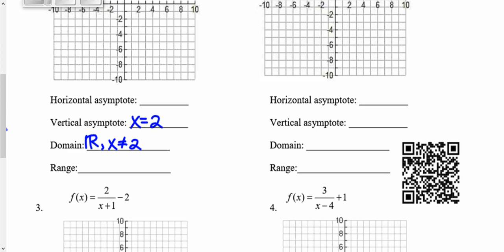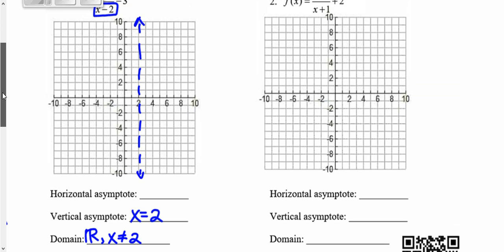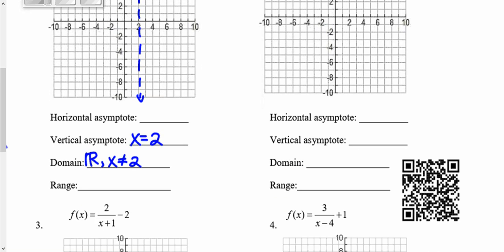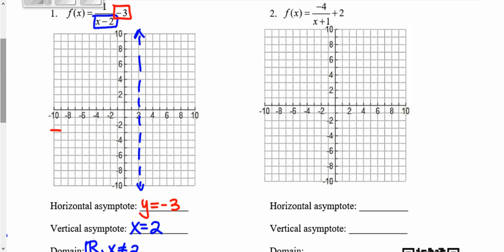And then while I'm at it, I'm going to go ahead and graph that. So we have a vertical asymptote at 2. All right, moving on to the horizontal asymptote, that's the last number in your equation, which is a negative 3. We don't flip the sign here. It's always y equals, so y equals negative 3. So your range is all real numbers except y can't equal negative 3. So those both are y, so that's why your horizontal asymptote goes with range. So I'm going to go ahead and plot that.